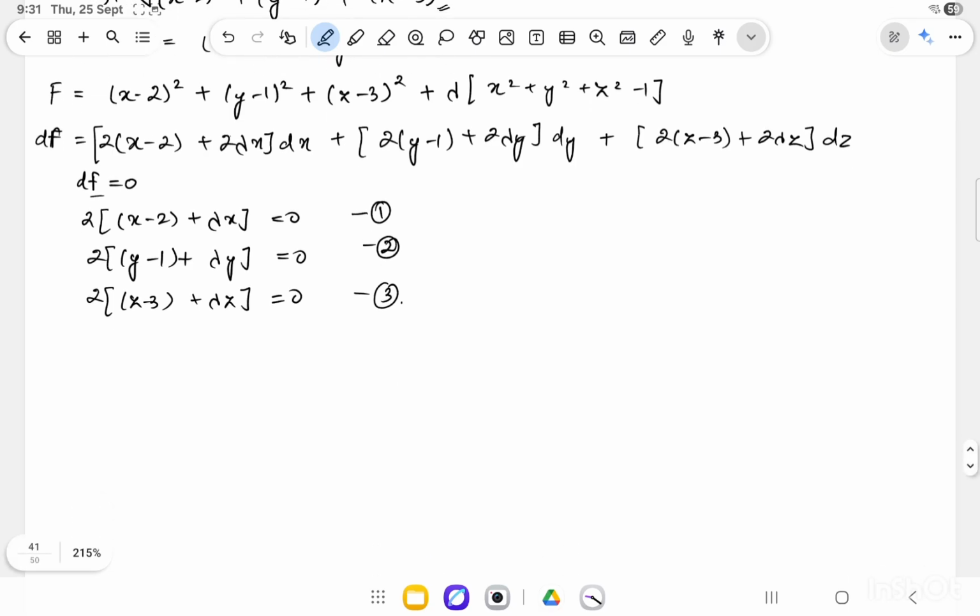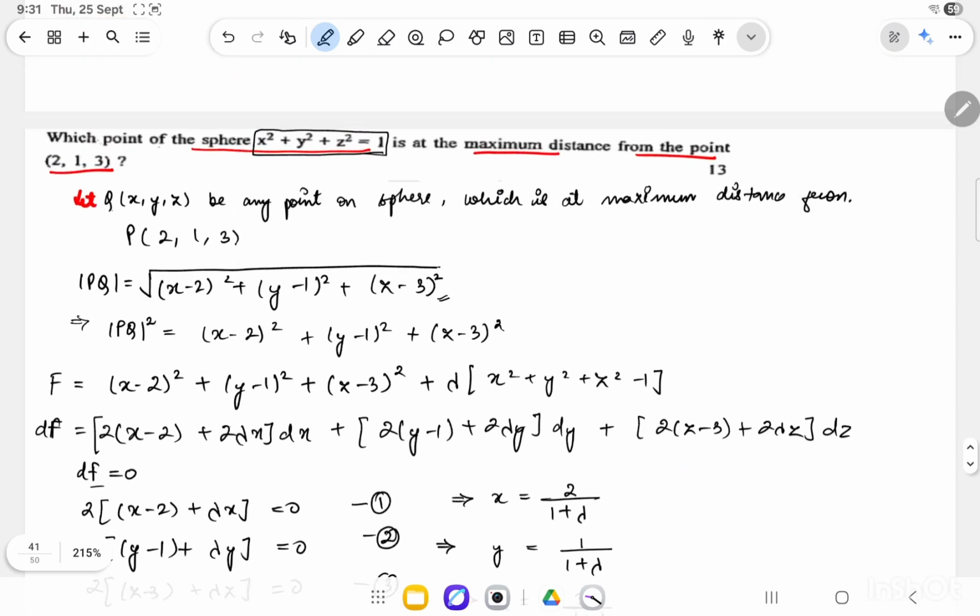Now I can solve equations 1, 2 and 3 for the values of x, y and z. From equation 1, my x will be 2 by (1 plus lambda). Likewise, from equation 2 my y will be 1 by (1 plus lambda), and from equation 3 my z will be 3 by (1 plus lambda).